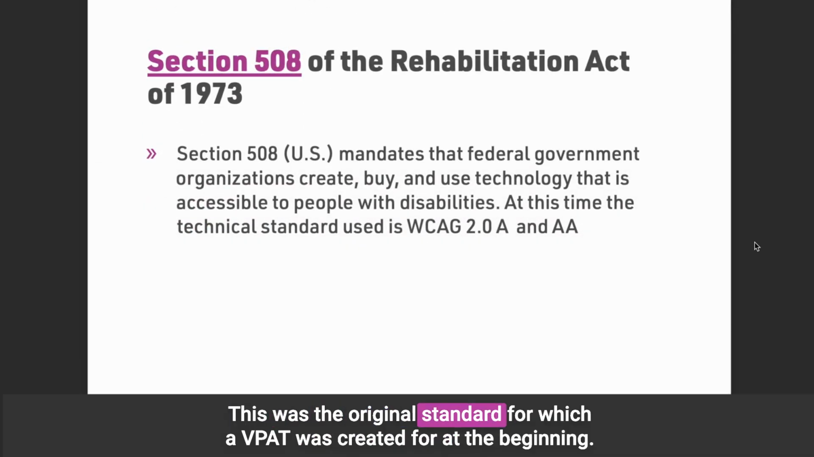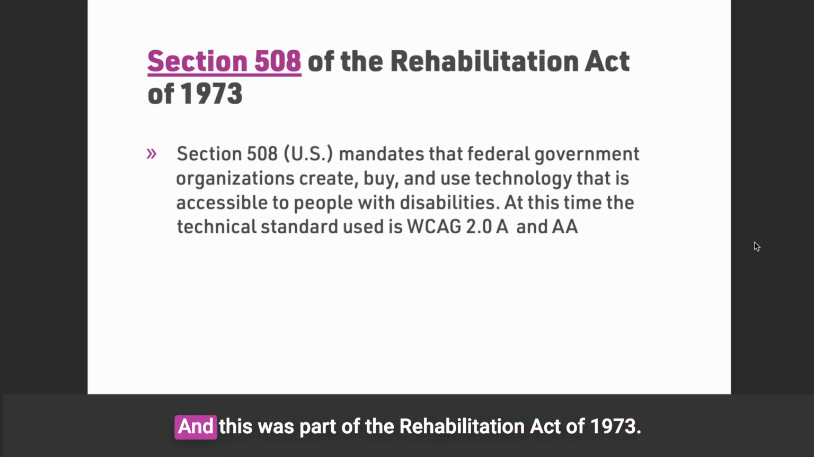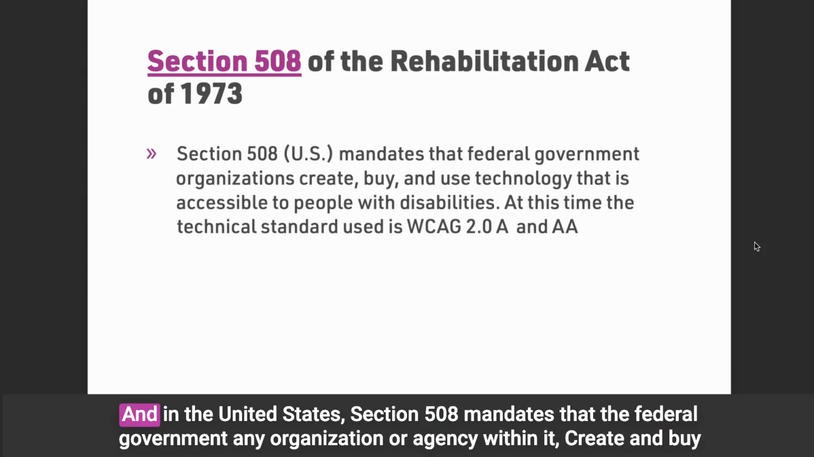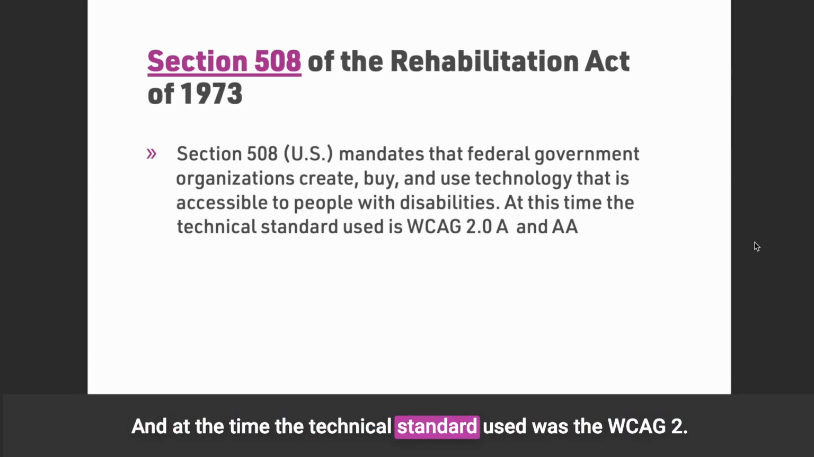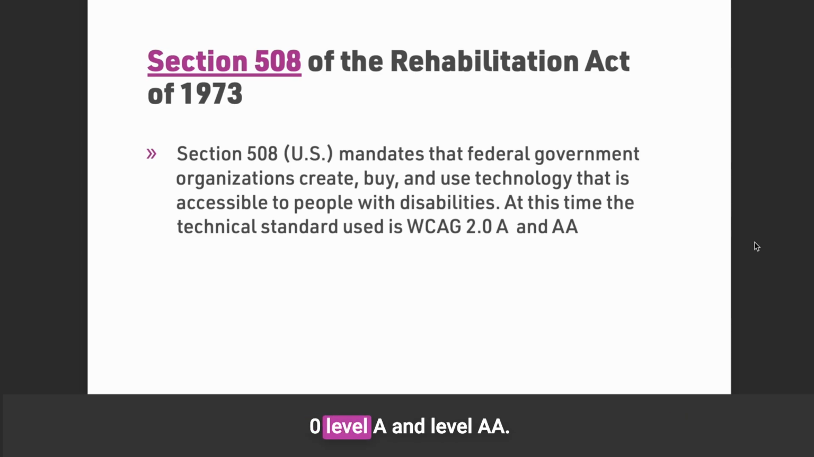This was the original standard for which a VPAT was created at the beginning. And this was part of the Rehabilitation Act of 1973. In the United States, Section 508 mandates that the federal government, any organization or agency within it, create, buy, and use technology that is accessible to people with disabilities. And at the time, the technical standard used was WCAG 2.0 level A and level AA.